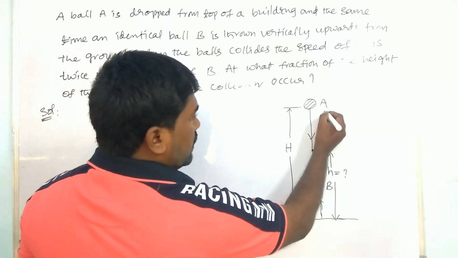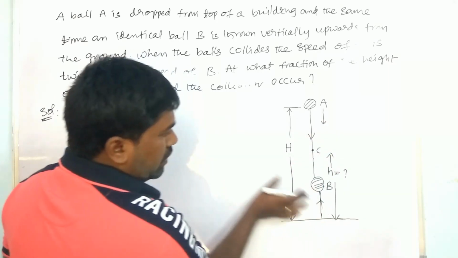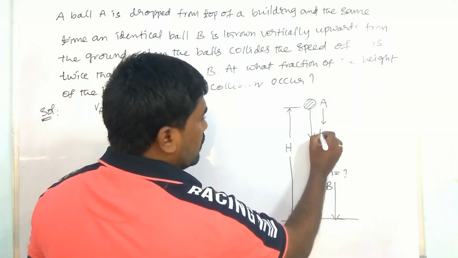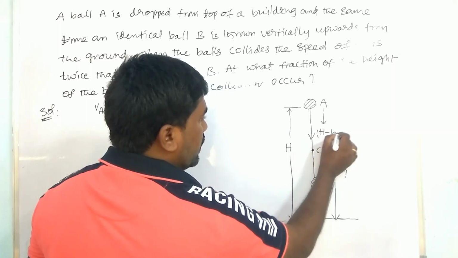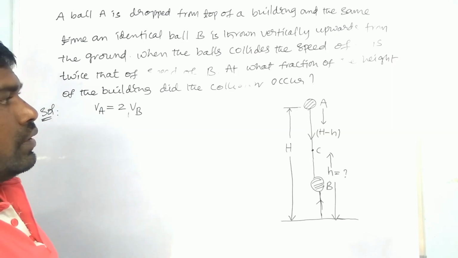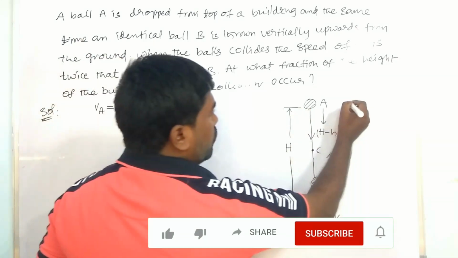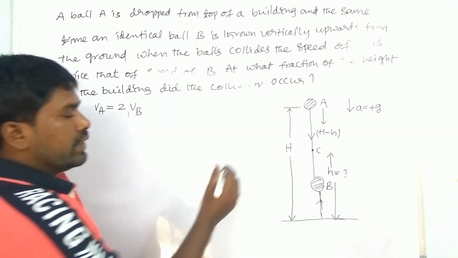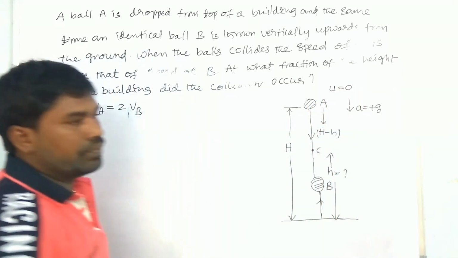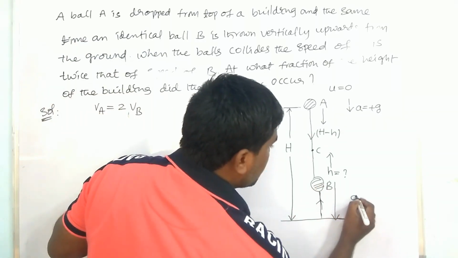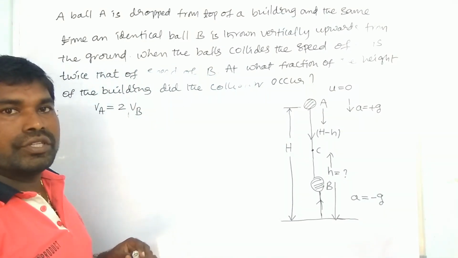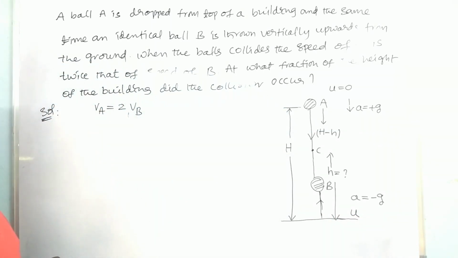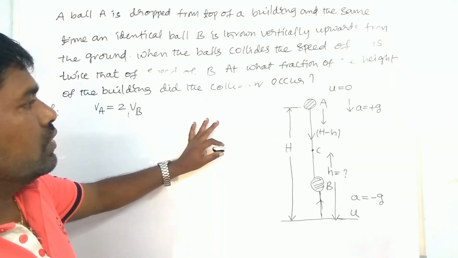So here, the distance traveled by ball A, from this figure, the total height is capital H and our assumed height is small h, so the distance should be H minus h. Understood? Right. At first, in the case of ball A, the acceleration is equal to plus g because it is freely falling, and the initial velocity of the ball is 0. In the case of ball B, a is equal to minus g because it is moving in the upward vertical direction, and the initial velocity is u. Okay, so let us write all the terms and derive it.